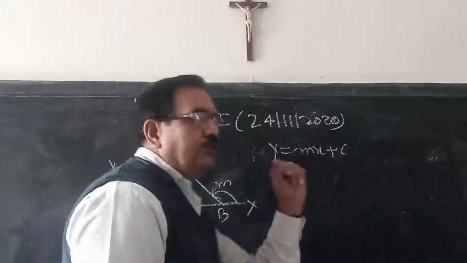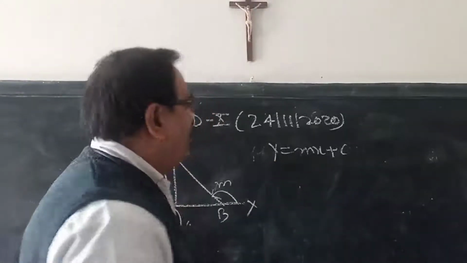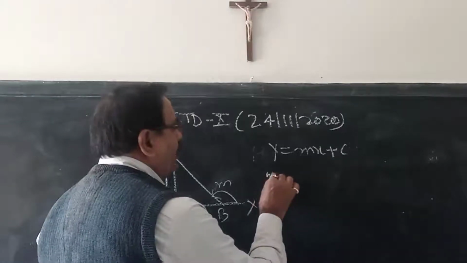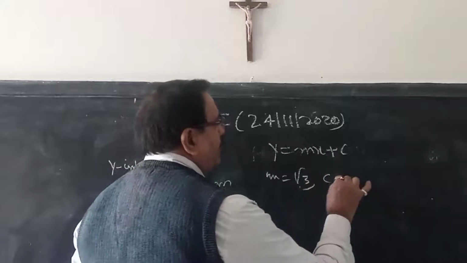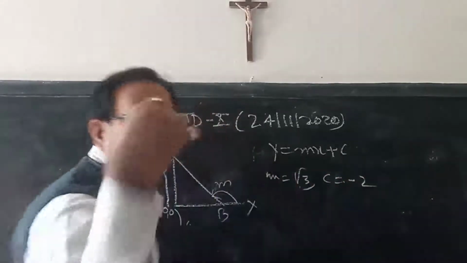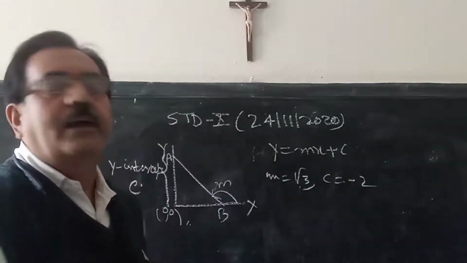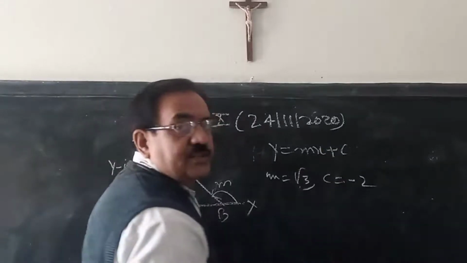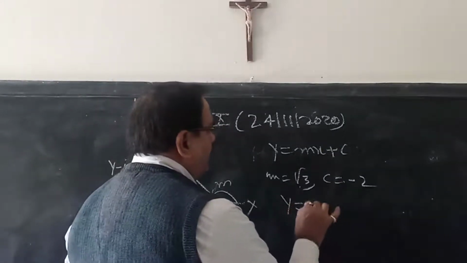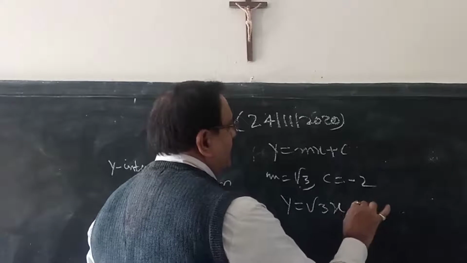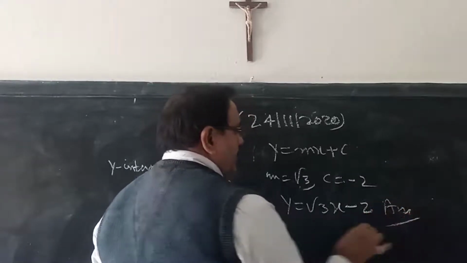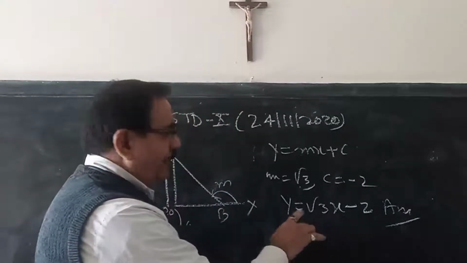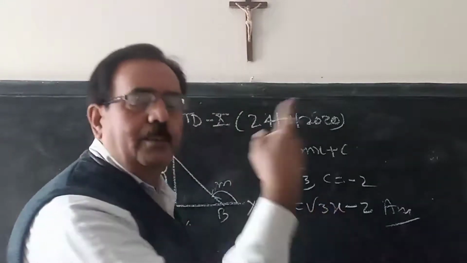Now what is the use of this one? Use it when the slope is given. Suppose m is given as root 3 and c is given as -2. Find the equation of the line. How will we find it? Put these values in the equation. y is equal to root 3 x, with m as root 3 and c as -2. This is our answer. Now see, this is the equation of a straight line. x and y are there, and they will always be there.